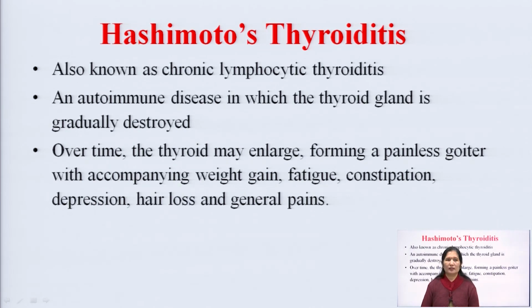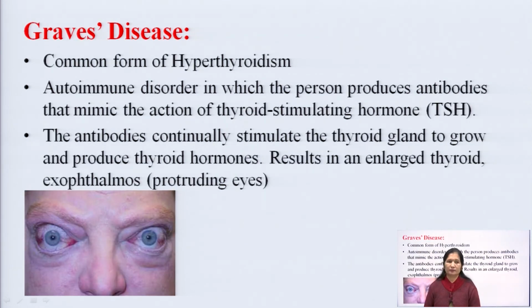digestive system. Hashimoto's thyroiditis is also known as chronic lymphocytic thyroiditis, an autoimmune disease in which the thyroid gland is gradually destroyed. Over time, the thyroid may enlarge, forming a painless goiter with accompanying weight gain, fatigue, constipation, depression, hair loss and general pains.